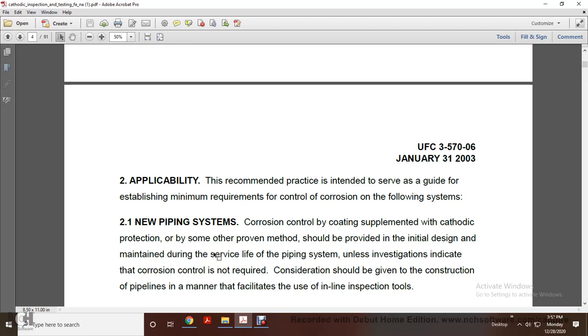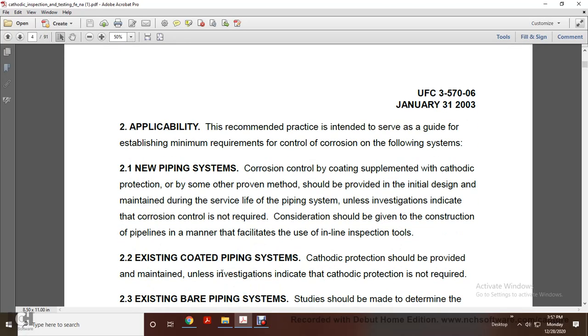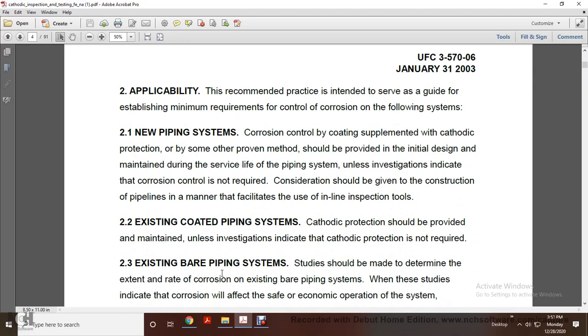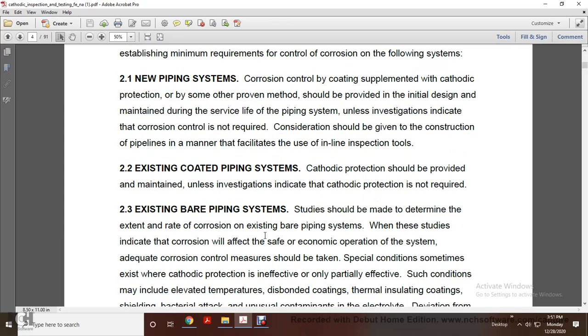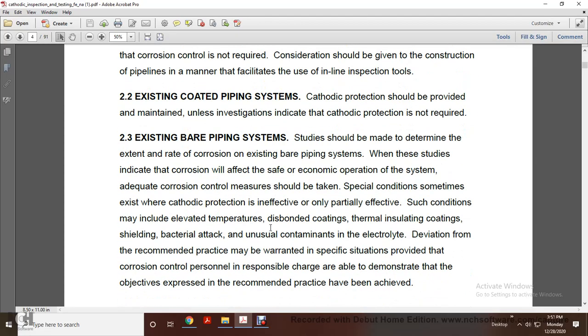Corrosion control by a coating supplemented with cathodic protection or by some other method should be provided with the initial design and maintained during the service life of the piping system, unless investigation indicates that corrosion control is not required. Consideration should be given to the construction of pipelines to facilitate use of inline inspection tools. 2.2. Existing coated piping system. Cathodic protection should be provided and maintained unless investigations indicate cathodic protection is not required. 2.3. Existing bare pipe system.